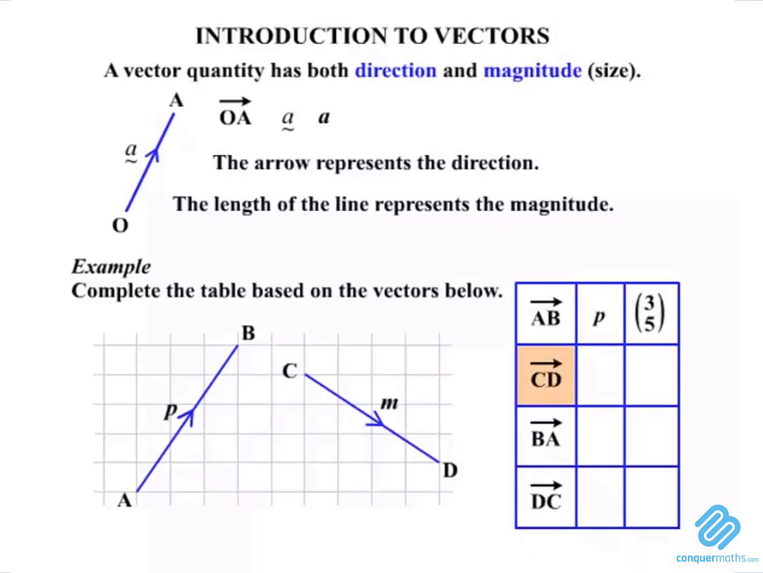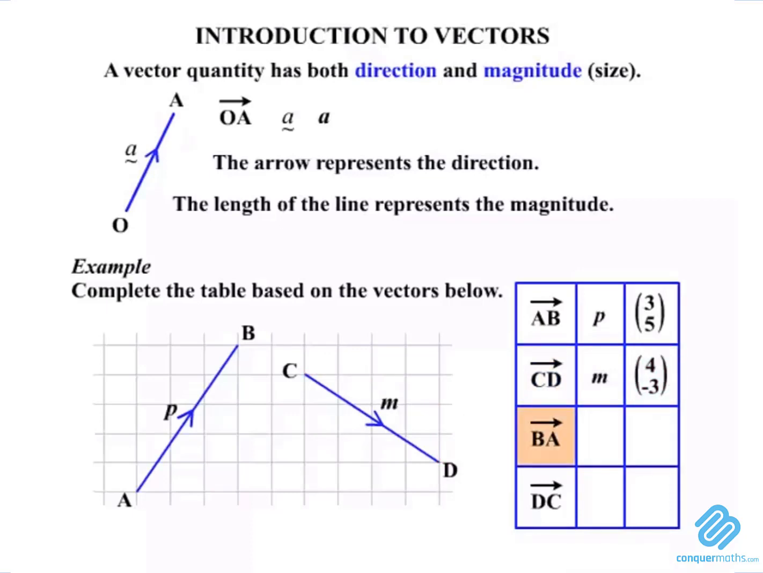What about vector CD? Well, let's have a look at it. It would be letter m, that would be the name of the vector. Now in terms of distance across and up or down, we're going across 4 and down 3, so negative 3 there. So in brackets we'd write (4, -3).